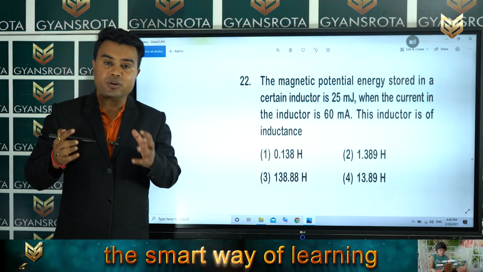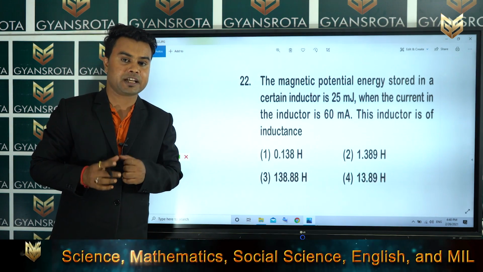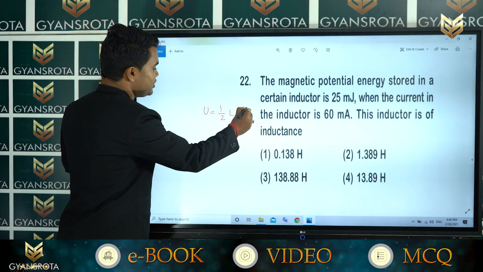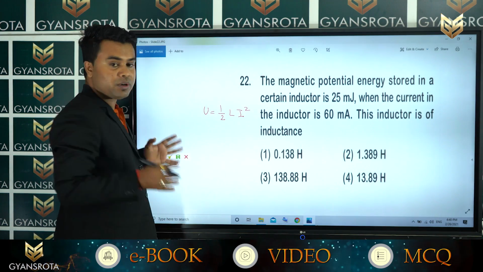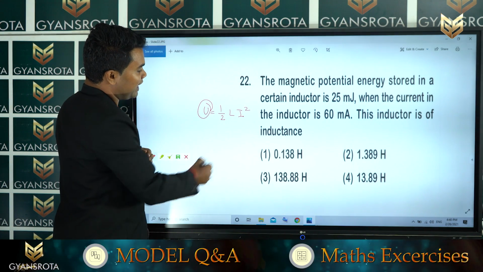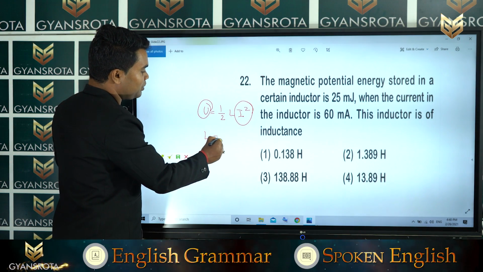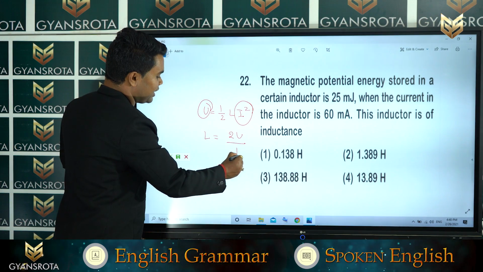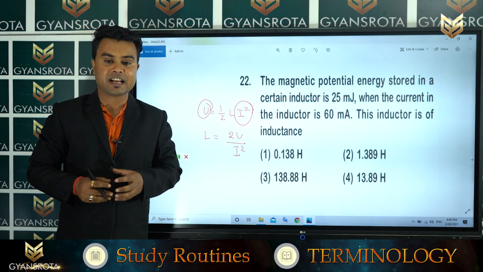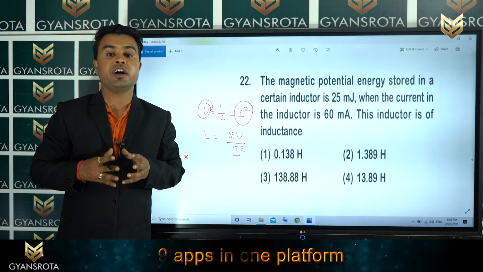Now what will be the inductance? According to the formula, we know that, this is again from the chapter EMI, that is electromagnetic induction, U is equal to half L i square. Very nicely you can use this formula and solve this equation. U is already given to us, and I is also given to us. You just need to calculate L. So what will be L? L will be equal to twice of U divided by I square. Put the value of U, put the value of I. Your final answer will come out to be 13.89 Henry, where Henry is the unit of inductance.